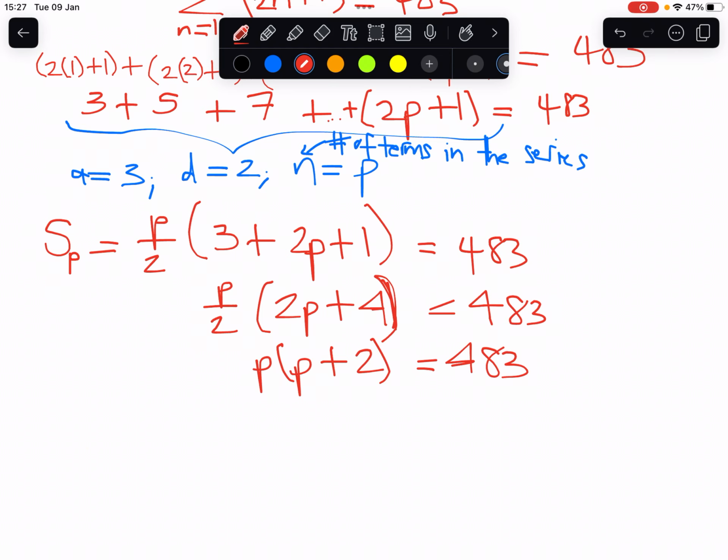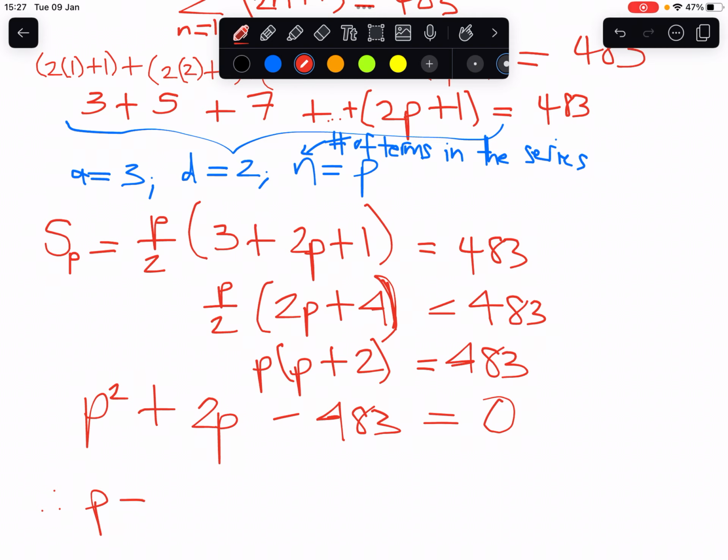So we are now getting a quadratic equation, and of course, depending how you want to solve it, I feel like with this being such a big number, I don't really intuitively have factors that I can try out to factorize the expression. Completing the square, I don't do unless I'm specifically asked to, so that leaves us with the quadratic formula. So we have p squared plus 2p minus 483 is equal to 0.